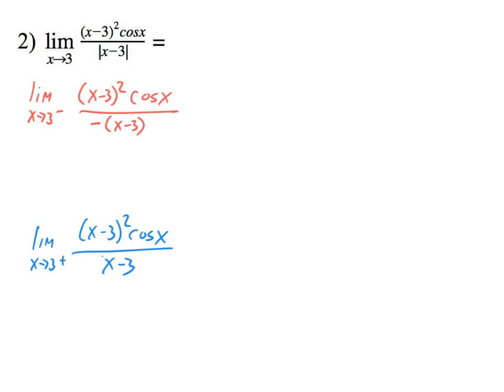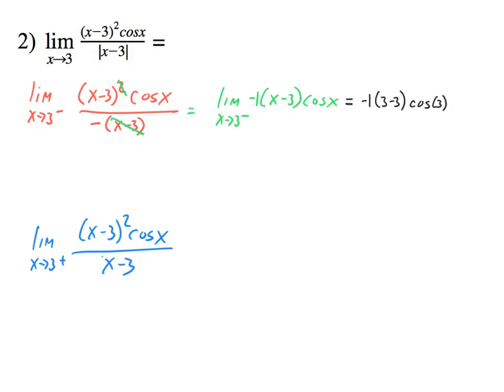So with that said, we can now cross this out with this, and we now have the limit as x approaches 3 from the negative side of negative 1 times x minus 3 cosine x. Instead of keeping the negative 1 on the bottom, I just moved it up. All right. And then from there, let's plug in our numbers. Let's see what we get here. Well, we have negative 1 times 3 minus 3 times cosine 3.